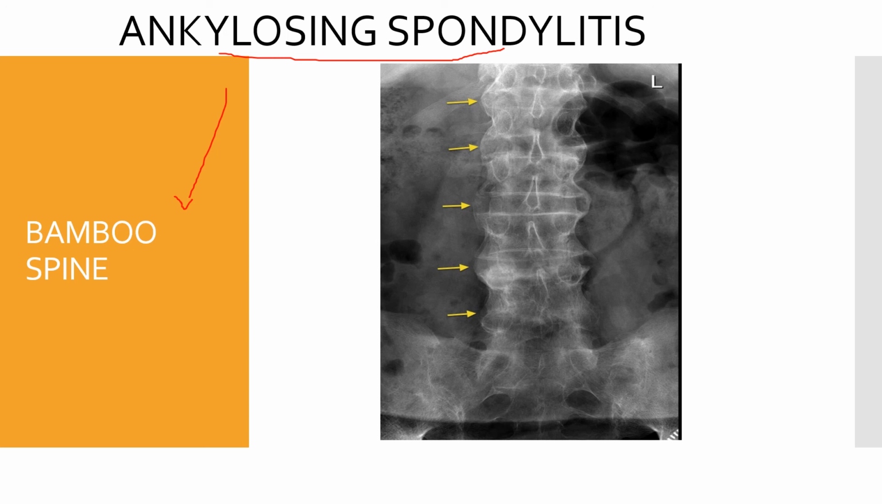In this condition, usually it affects the sacroiliac joints. So in X-rays we can see the inflammation that occurs in the sacroiliac joint, and also in the spine there will be fusion of vertebral bodies. So that's what we can see here. All the vertebral bodies will be fused. Okay, that's why we call it bamboo spine appearance. So this is the classic appearance in ankylosing spondylitis.